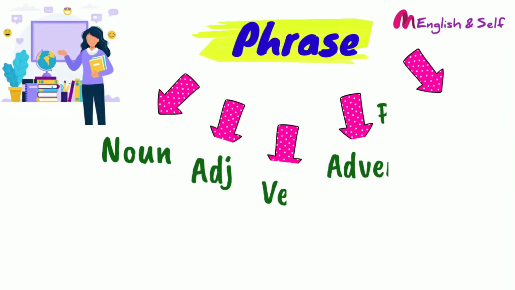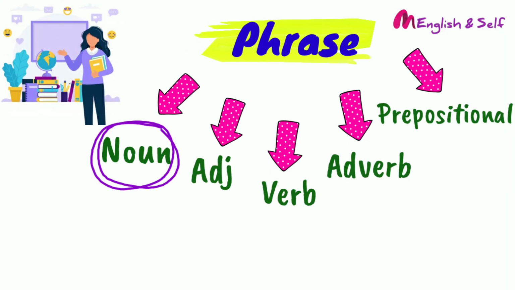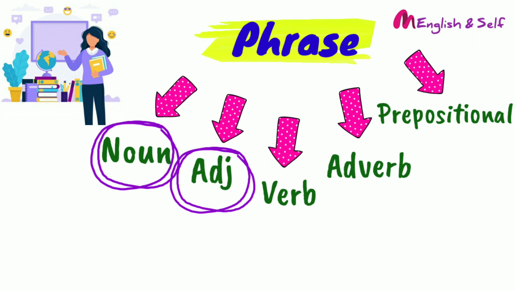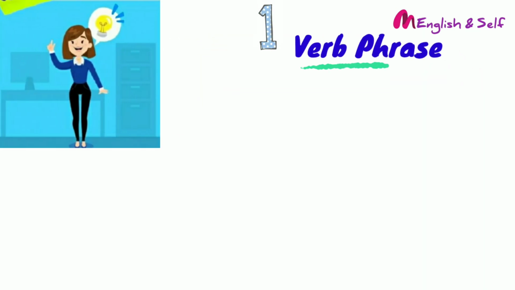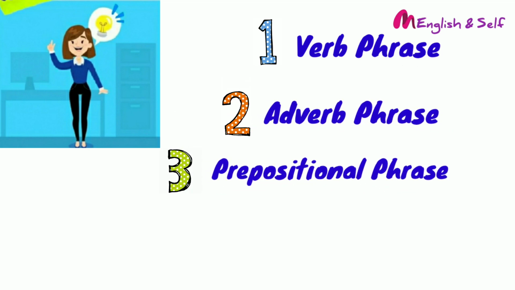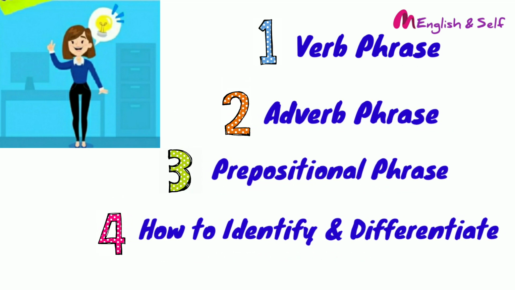In our previous lesson, we have learned noun phrase and adjective phrase. And today we will cover the rest three phrases. Overall, today we will learn verb phrase, adverb phrase, prepositional phrase, and of course, how to identify and differentiate all of them. So without further ado, let's begin.